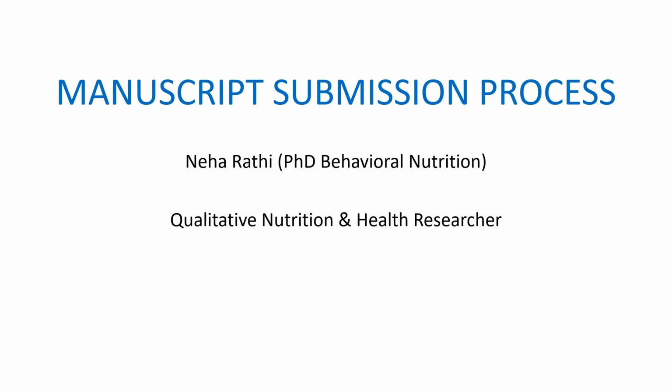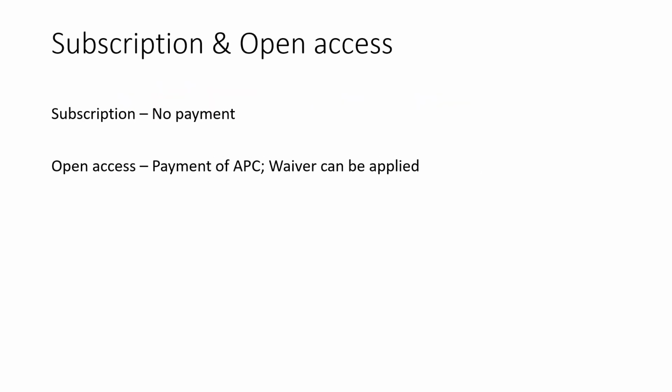Today I will be talking about the manuscript submission process. So, you would have come across two types of article categories while submitting. One is the subscription and the other one is the open access. So today we'll be discussing what is the difference between these two.